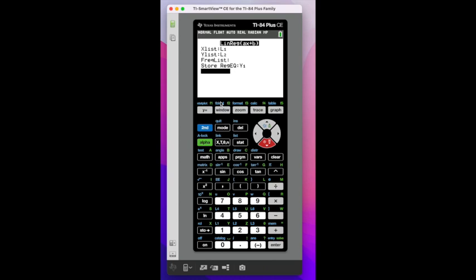And then if you want to put in where you want to store it, then you do comma again and put in your Y1. Then I'm going to choose calculate. And it's going to give me my value for A, my value for B, so I can plug it in and come up with my equation. And then it's going to give me my R and my R squared value. So I know what my coefficient of determination is and my correlation coefficient.